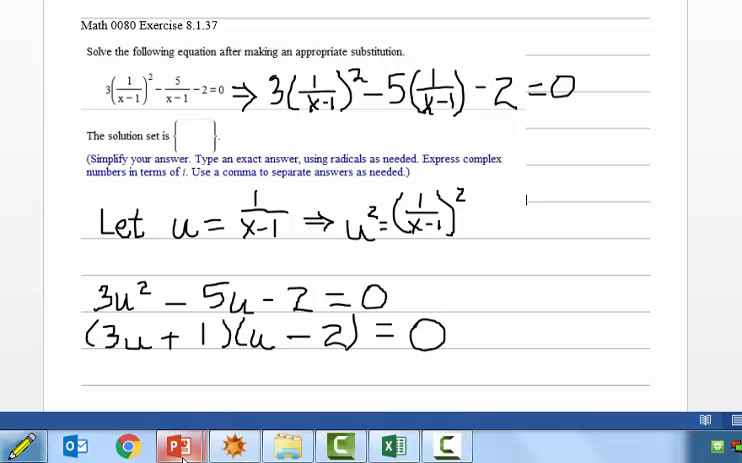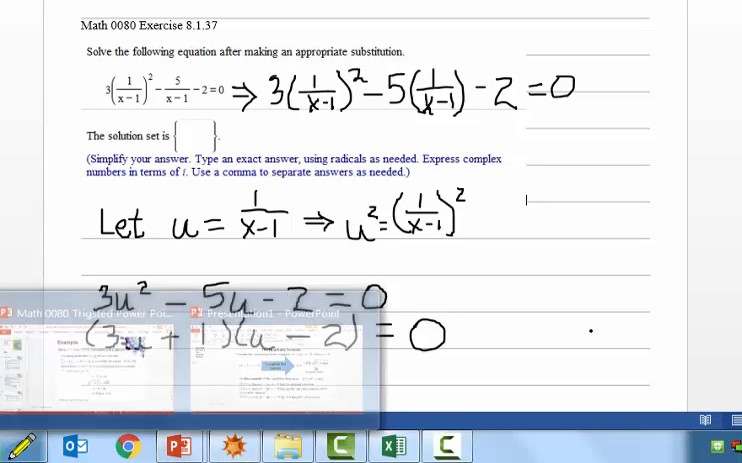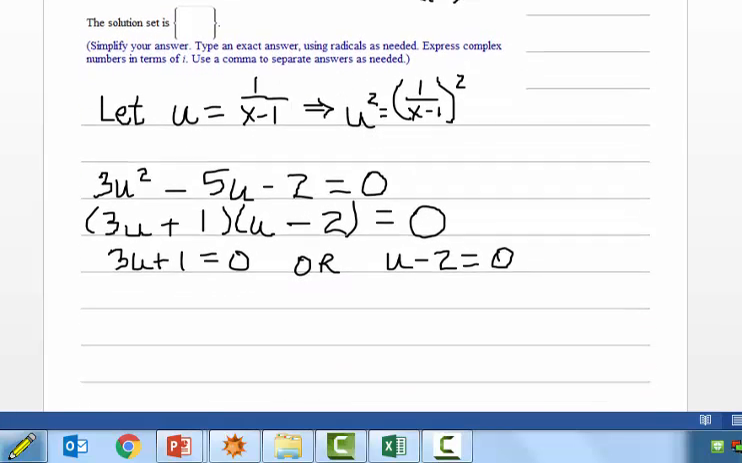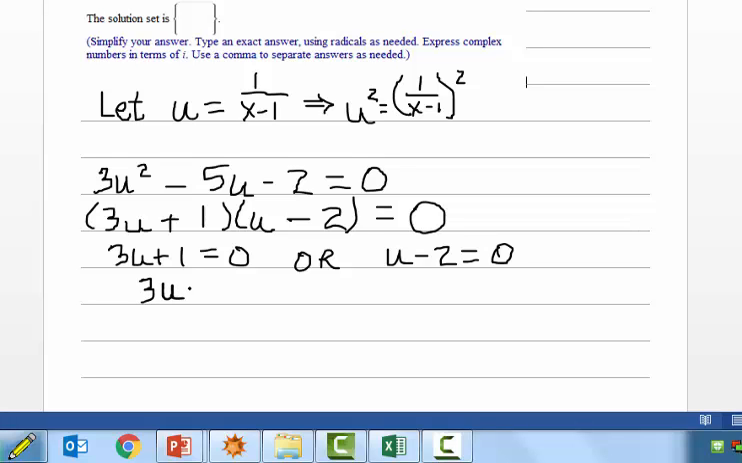So here's the factorization for this. 3u squared minus 5u minus 2 equals 0. It's the same as 3u plus 1 times u minus 2. So that means 3u plus 1 is 0, or u minus 2 is 0. Which means 3u equals minus 1, which means u is minus 1/3, or u is equal to 2.